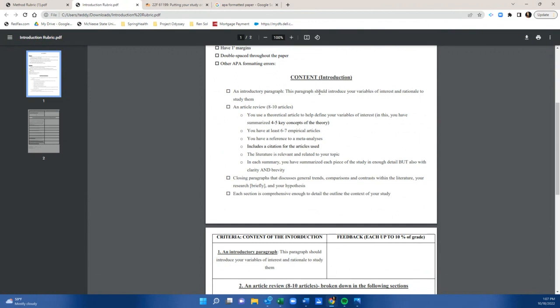So talk about what your variables are. Don't define them. Just talk about why they're important. Why are you studying this? Why are you running this study? Kind of like in your abstract, how you introduced it in the first two or three sentences, think about the fact that you're expanding that in this paragraph.